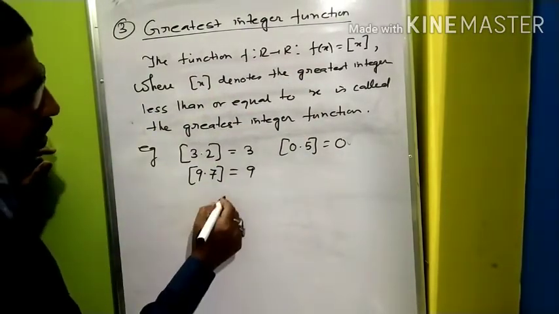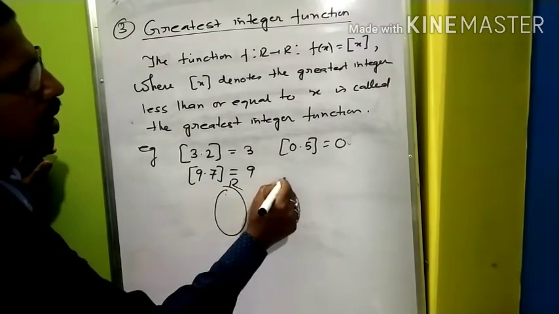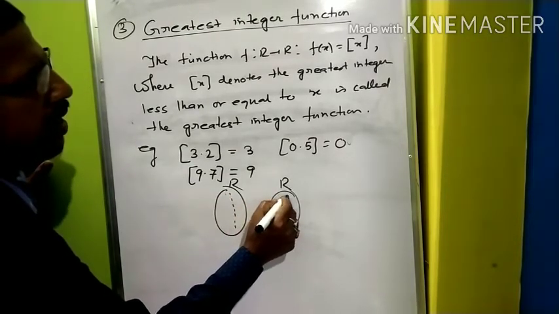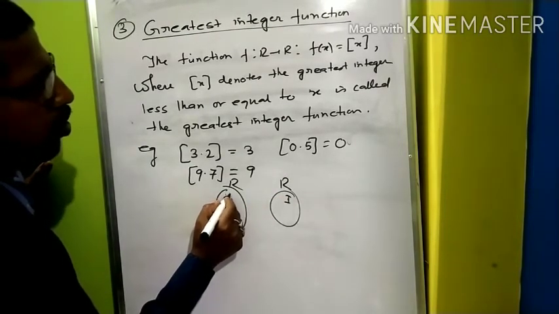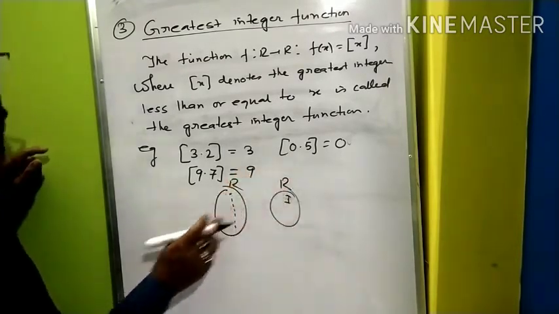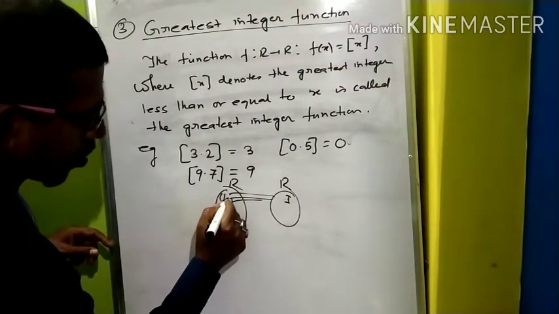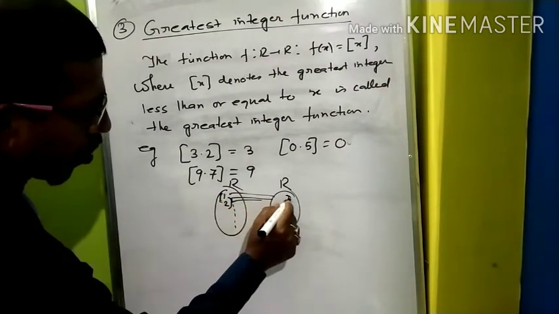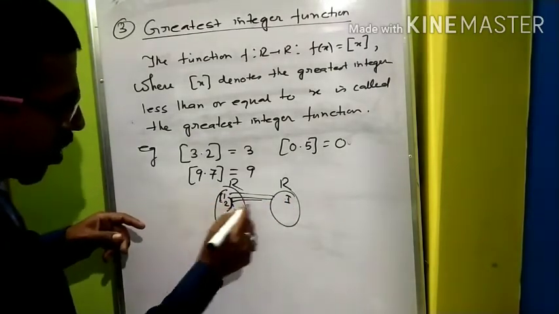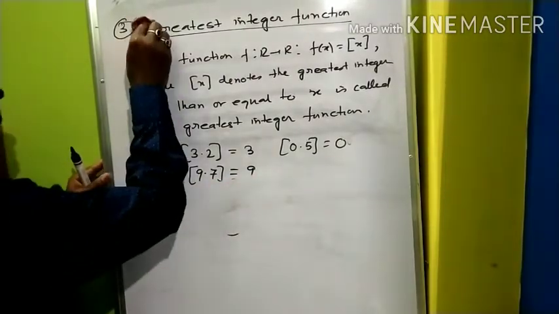Suppose all the values are real numbers, and whatever values you put here, all will become integers. If I put a number from 1 to 2, it will be 1 only. In between 1 and 2, it will always be 1. It should be open at 2. So this is the greatest integer function.